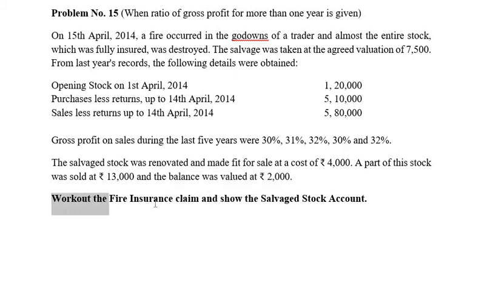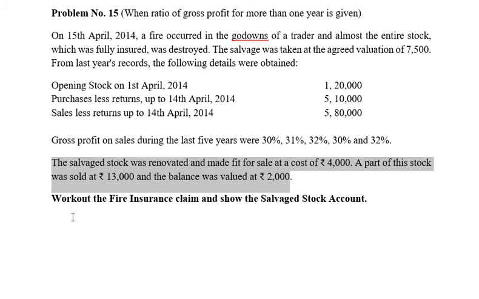Next, work out the fire insurance claim and show the salvage stock account. So we have to work out the fire insurance claim and the salvage stock account. First we have to calculate the fire insurance claim amount, then the salvage stock account. The last paragraph information is given for the calculation of the salvage stock account.